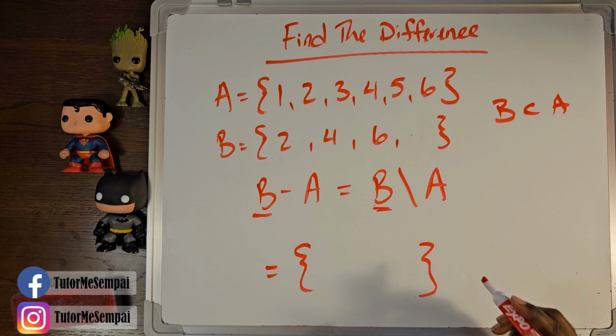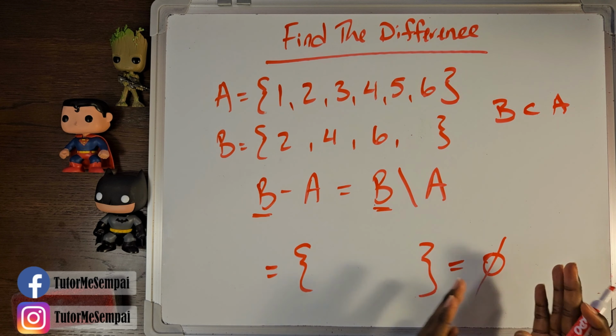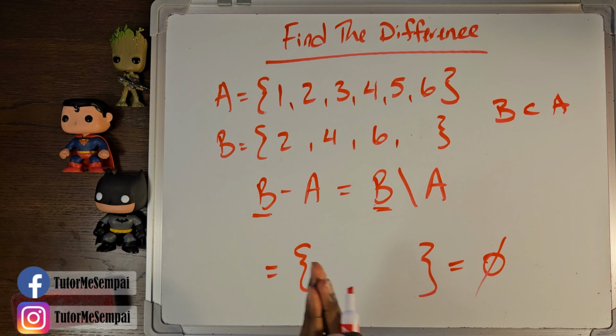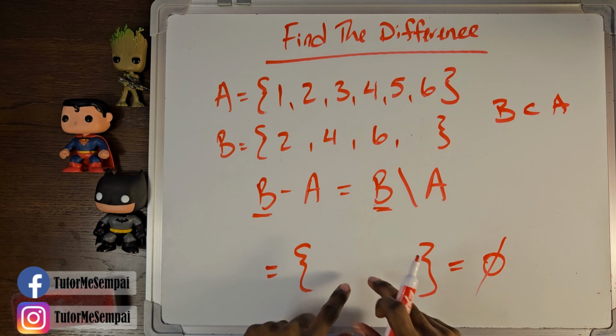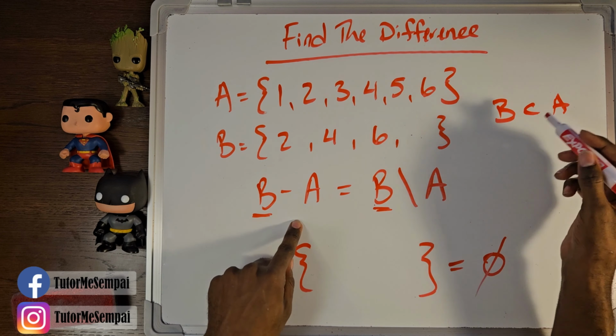It's going to be empty. Or you can just write the empty set. You can have the empty set. Remember, the result is always going to be a set. It doesn't mean that you have to have anything in the set. You can subtract B minus A when B is a subset of A.